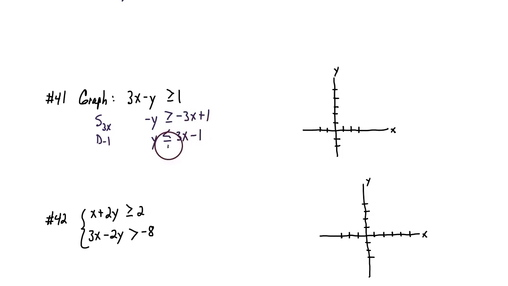When we graph, we're going to have a solid line because of this or equal to. And because of the less than, we're going to shade under that solid line. The y-intercept is negative 1, the slope is 3. 1, 2, 3 over 1. Here's our solid boundary line, and we're going to shade under the boundary.